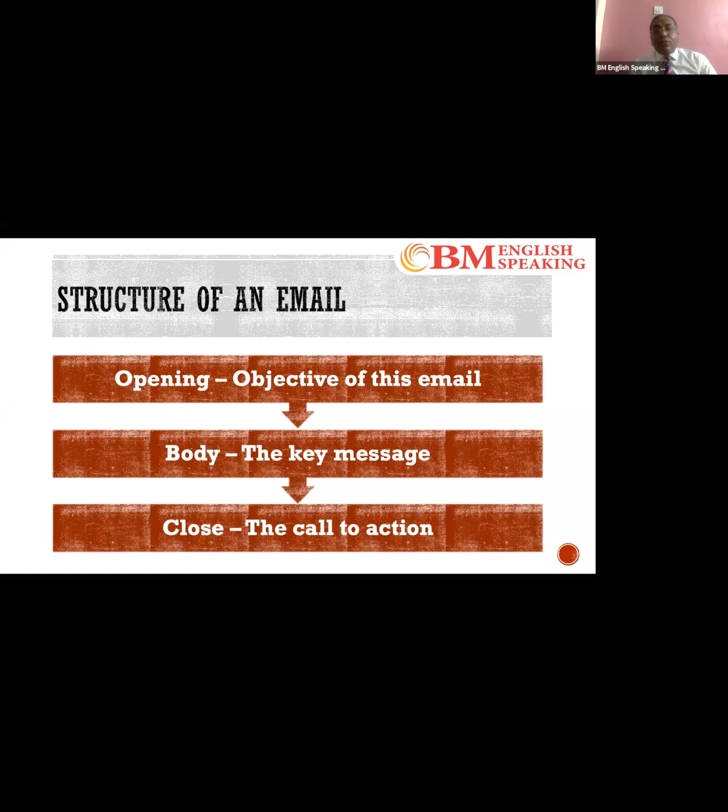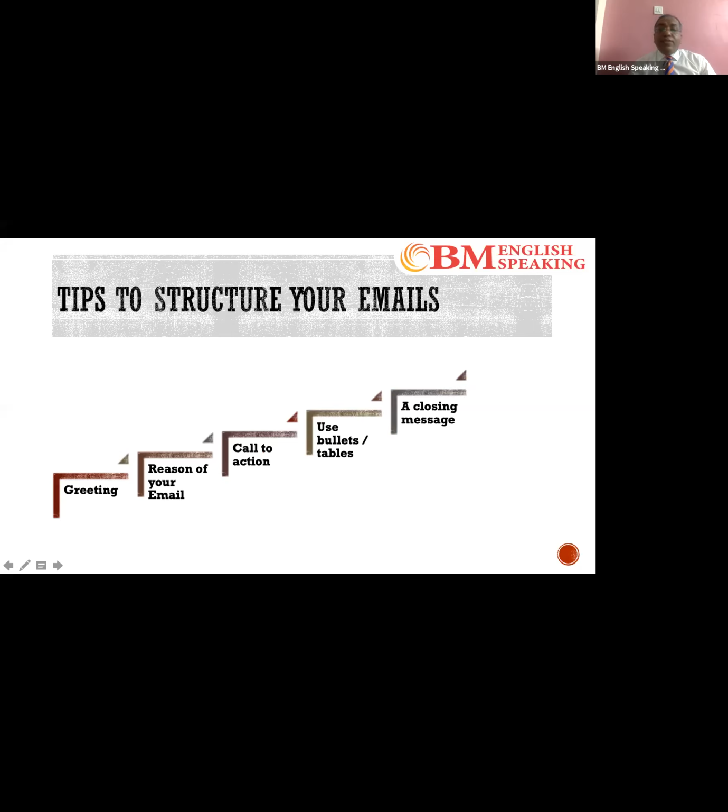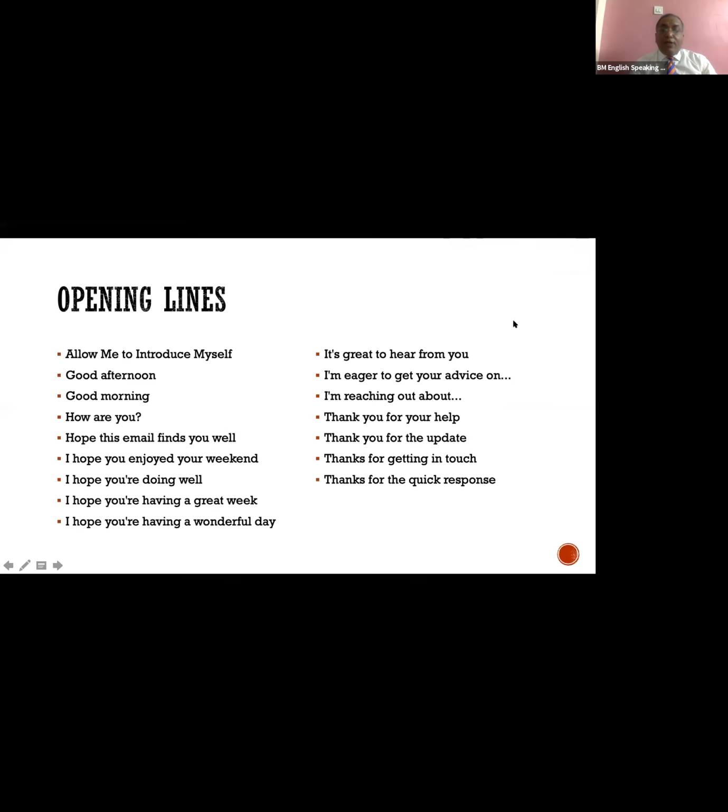Okay. So here we move ahead now. Let's look at some more tips to structure your email. Start your email with a greeting. Then you write the reason of your email, why you're writing this email. You talk about the call to action, which is the third part. You use bullet points, you use a closing message, and you use a signature. Some of us have been struggling with how to start writing an email. When I write an email, I struggle to write that first sentence.